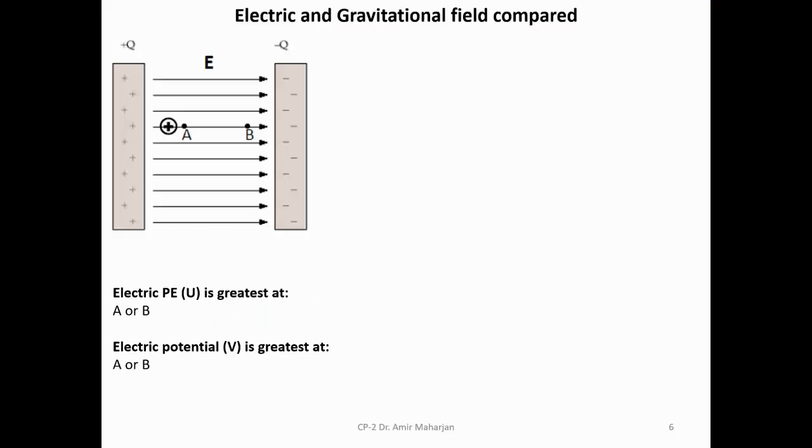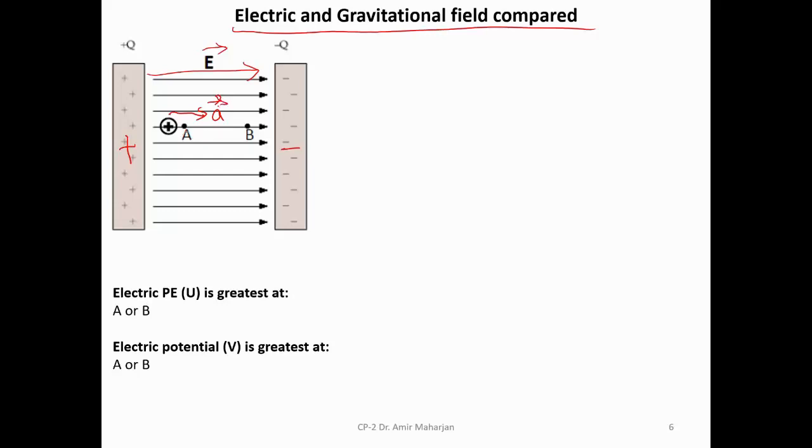So we can compare electric and gravitational fields because they are very similar. The only difference is that the gravitational field is very, very weak compared to the electric field. Something like this: you have a capacitor, one plate is positive, one plate is negative, and you have an electric field in this direction. Now, what happens if you release a charge, say a positive charge? This positive charge will have acceleration in this direction.